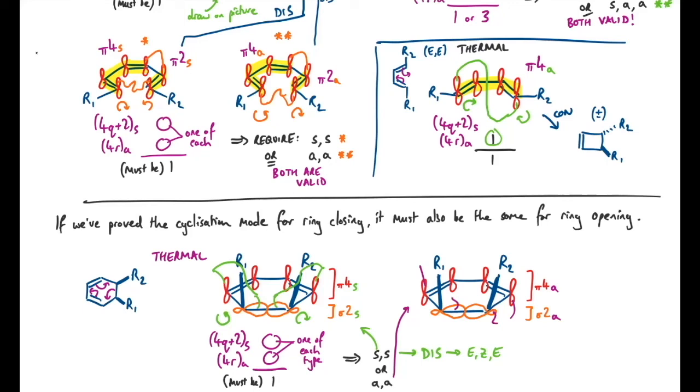Joining up the big lobes on the left-hand side, that means my R1 will have to rotate anti-clockwise. And joining up the lobes on the right-hand side, that means the R2 is going to have to rotate clockwise. So we get exactly the same conclusion, that this is a disrotatory mode of ring opening, and we'll go to the EZE triene as well.